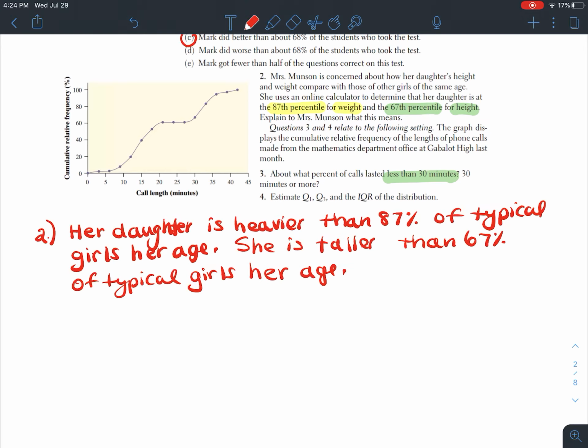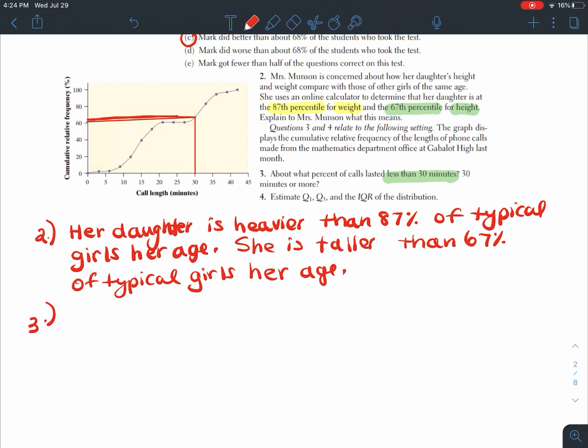Okay, so let's find the 30-minute mark here. I'm going to go ahead and draw a vertical line straight up here. See where it hits the graph. I'm going to come over here. That was kind of tilting down just a smidge, so I'm going to adjust that just slightly.